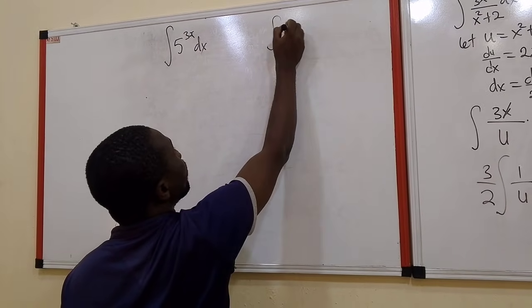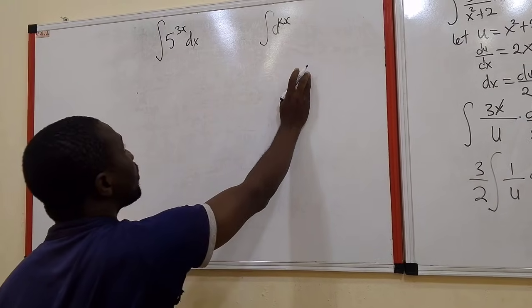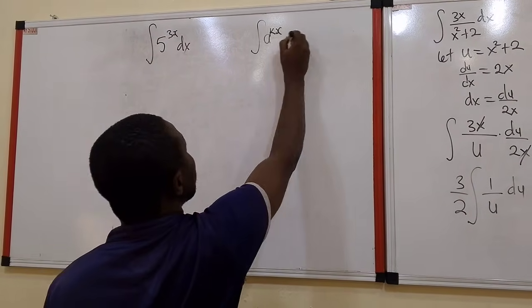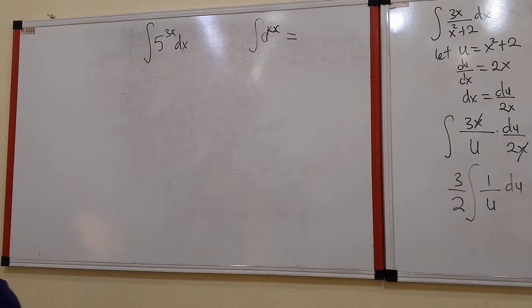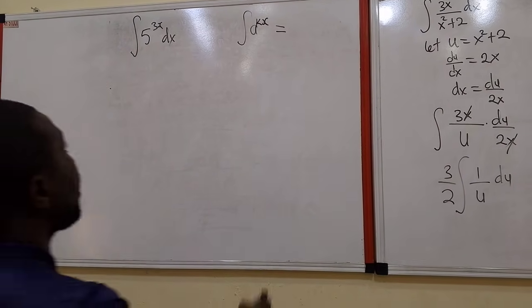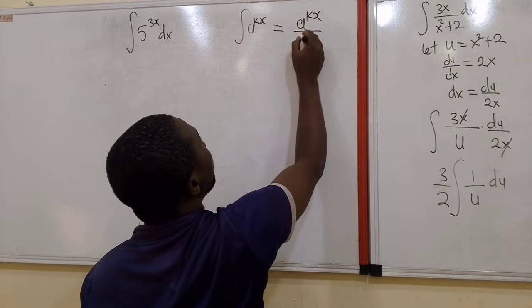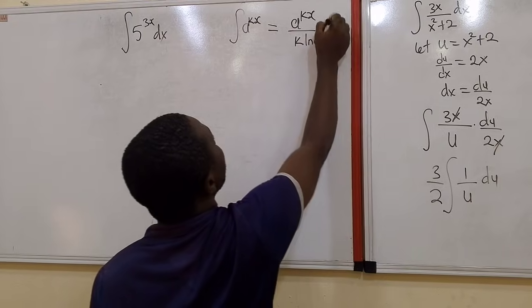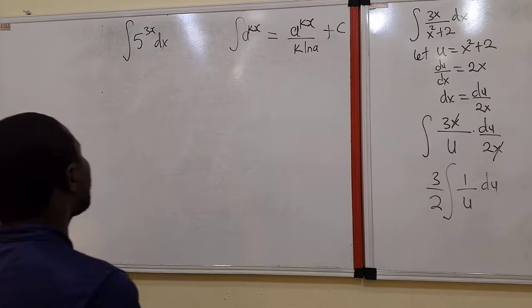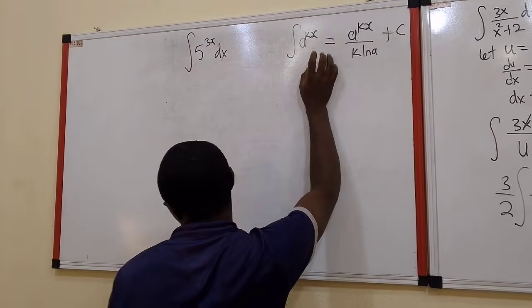a raised to the power of kx, what will that be equal to? Let's find out. That will be equal to a raised to kx over k ln a, plus c. This is a standard result that you must know.